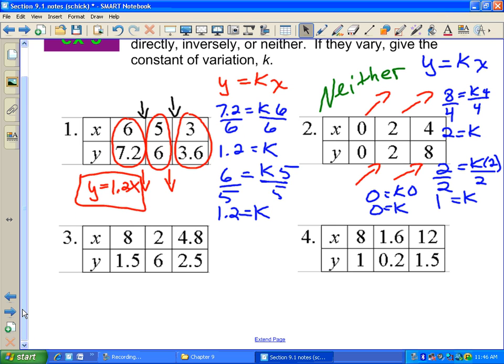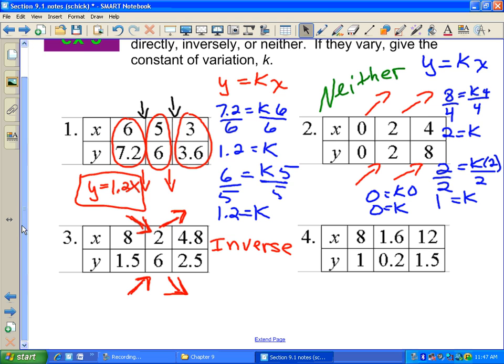Let's try number 3. So let's see. As x's 8 goes down to 2, y goes up to 4.8. Okay, well, 1.5 goes up to 6, 6 goes down to 2.5. What? Well, think about it. As x decreases, y increases. As x increases, y decreases. So this looks like this might be inverse variation, so I have to check it out.